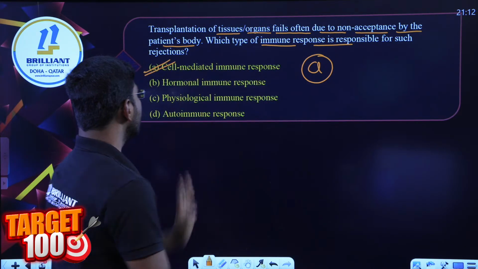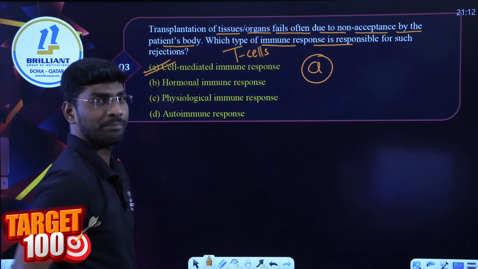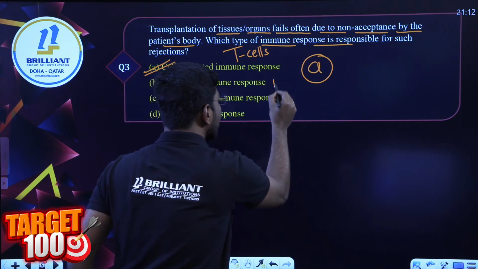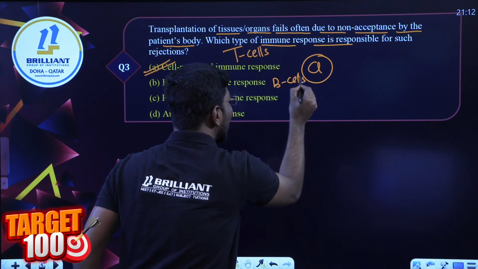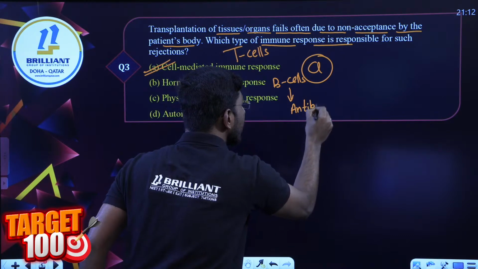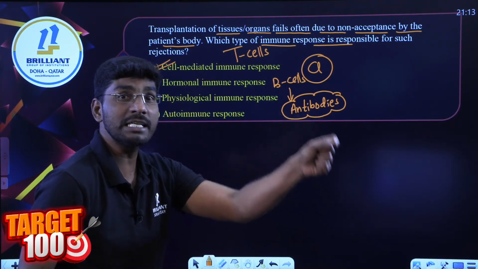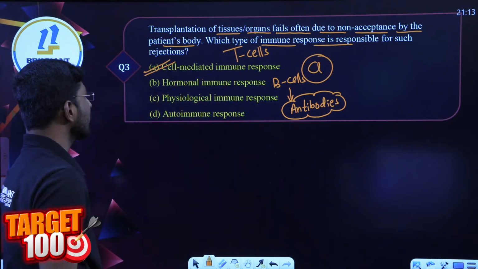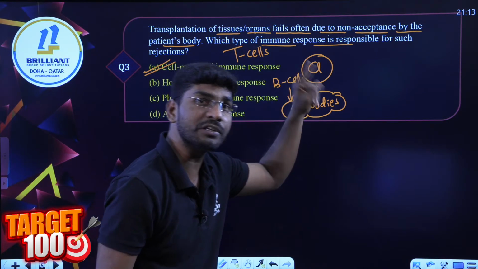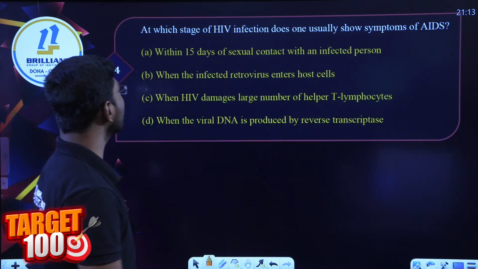So the cell-mediated immune system, whenever it comes, remember T cells. Remember all of you, T cells. Humoral immunity, B cells. B cells have the exclusive property to produce what? Antibodies. Remember, antibody production is exclusively by B cells, humoral immunity. So the simple answer is option A. Physiological barriers are part of the innate immune system, right? Done.